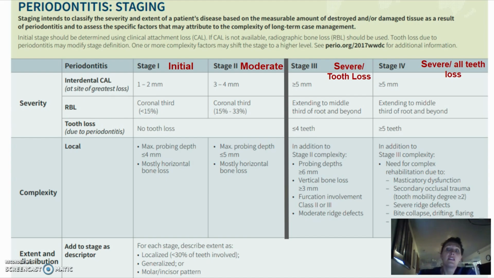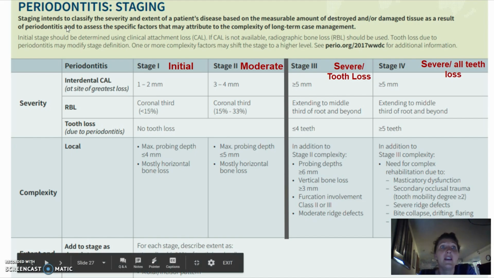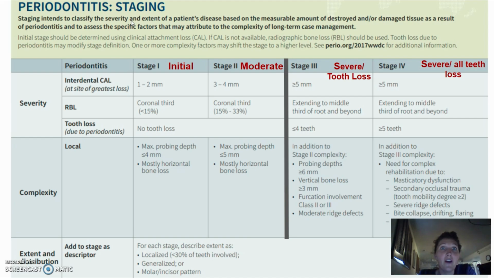So this is the document that you're going to need in your operatory. This is very important. This is on perio.org. They have this in a printable version. You can download it, you can write on it, whatever helps you understand perio, you understand this better to write it on there. So let's read the directions here at the beginning. Staging intends to classify the severity, which is what we just read on the previous page.